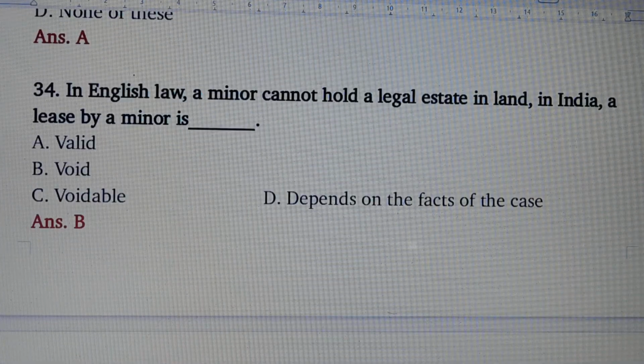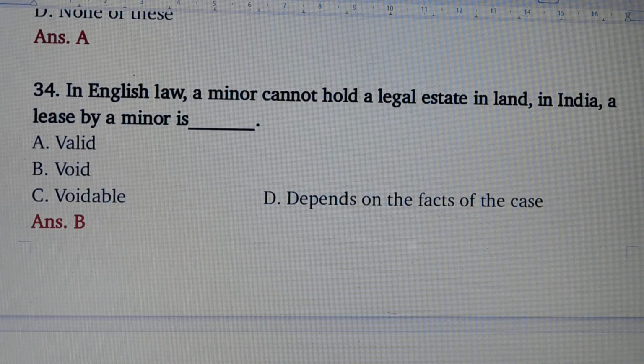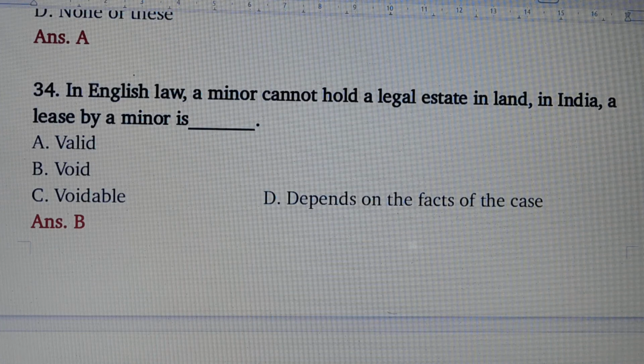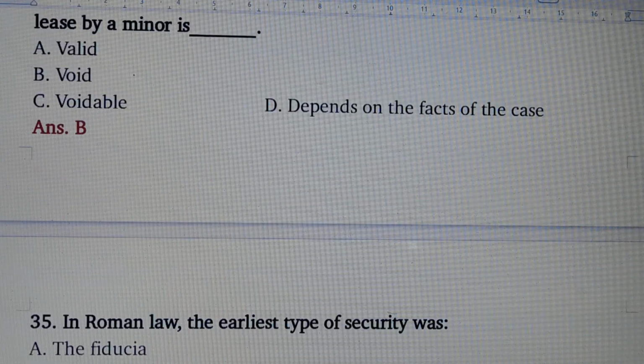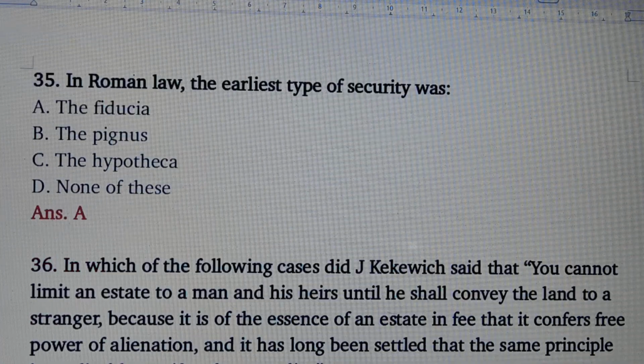Question number 34. In English law, a minor cannot hold a legal estate in land. In India, a lease by a minor is dash. Answer is option number B, void. Minor is void. Question number 35. In Roman law, the earliest type of the security was, answer is option number A, the fiducia.